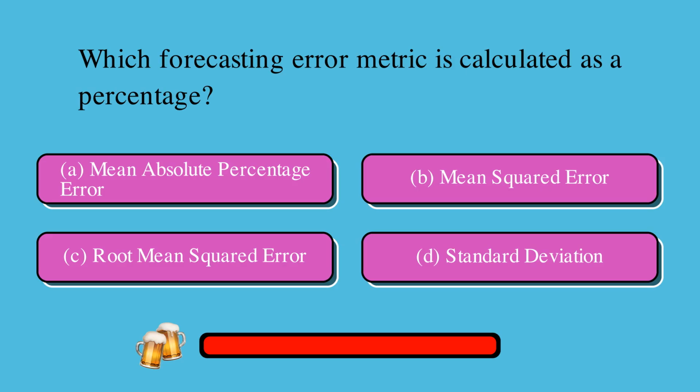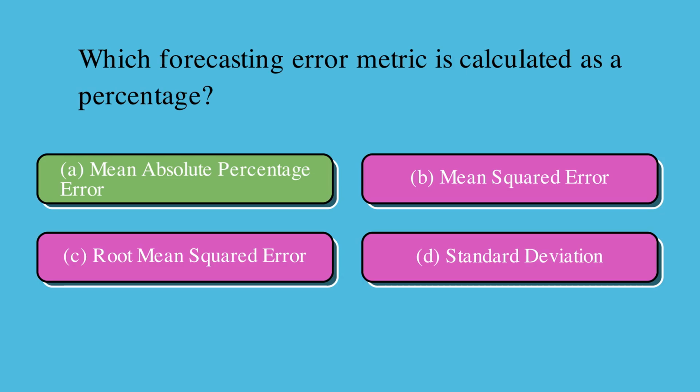Which forecasting error metric is calculated as a percentage? Is it A, mean absolute percentage error, B, mean squared error, C, root mean squared error, or D, standard deviation? The correct answer is A, mean absolute percentage error.